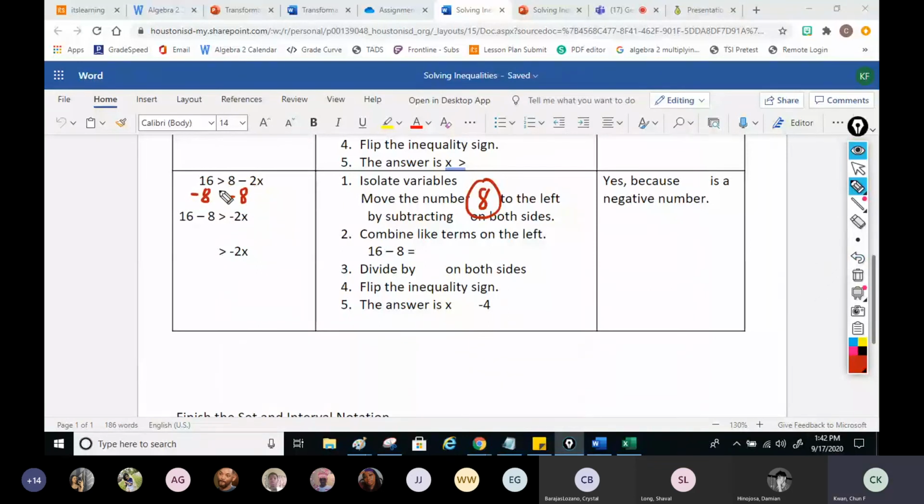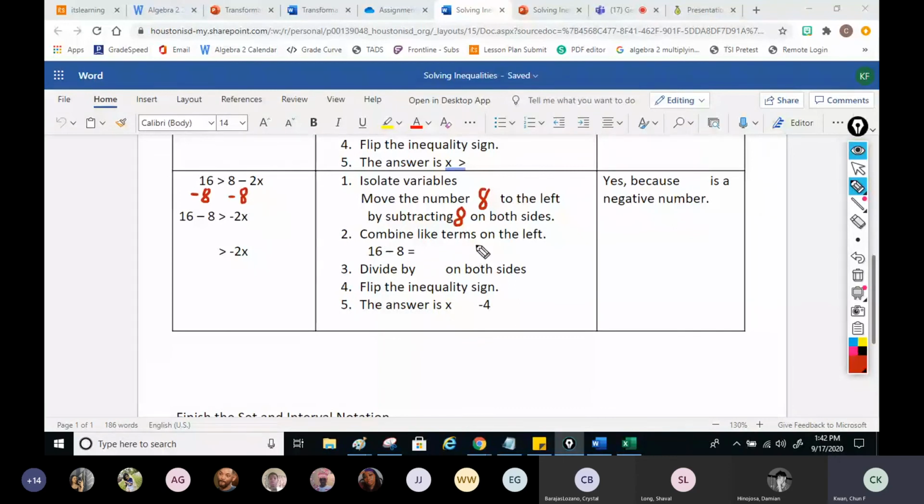Type the minus 8 on the left, type the minus 8 on the right, okay? All right, now let's keep going. By subtracting 8 on both sides, that's your first step. So after you do that, you will have 16 minus 8 on the left. And then right here, 8 minus 8, they will cancel out. So it's gone. You will no longer see anything right here.